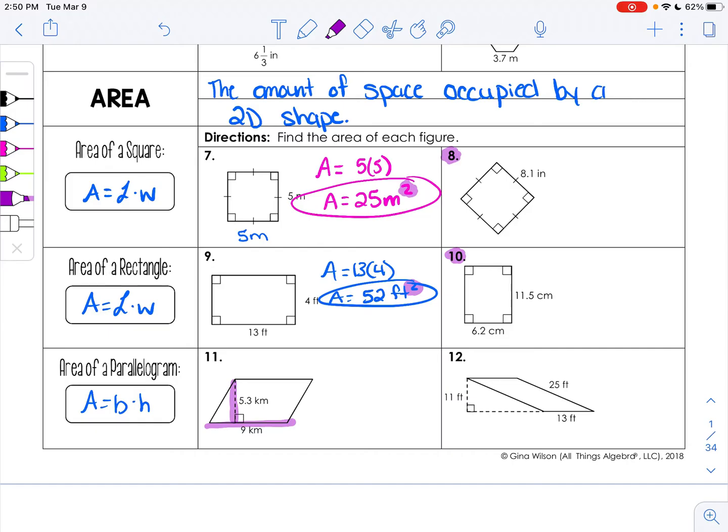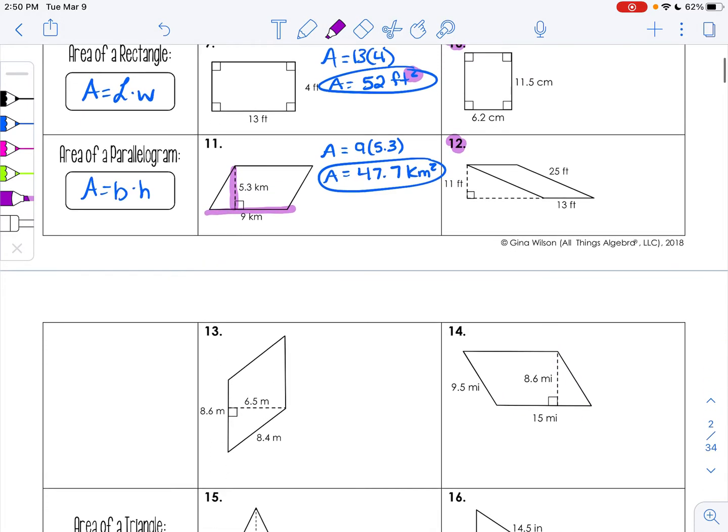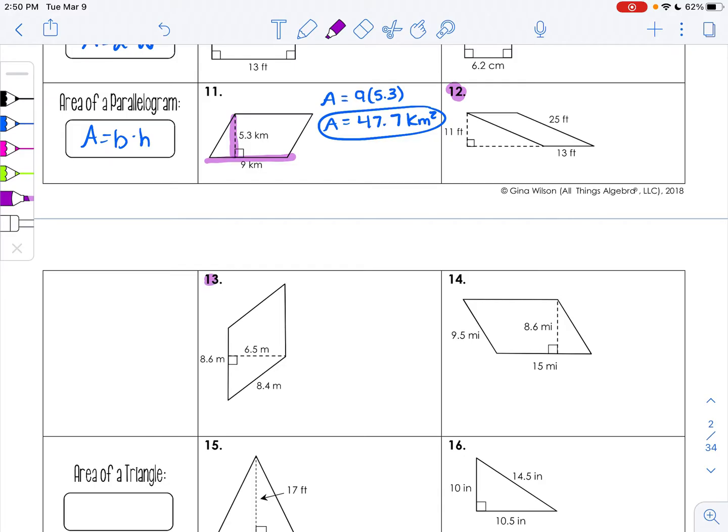So then when we find the area, we're going to multiply 9 times 5.3. And then we can put that into our calculator. 9 times 5.3 is 47.7 kilometers squared. So again, making sure we're putting that squared on our unit of measure. Go ahead and highlight number 12 on this page. And then on the next page, you're going to highlight number 13 and 14, still talking about a parallelogram.